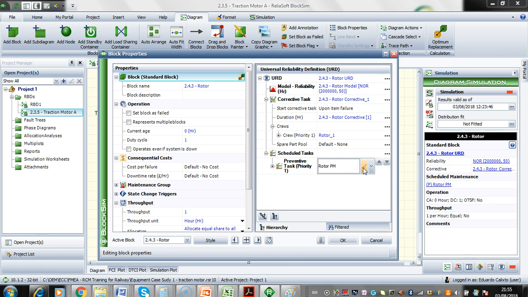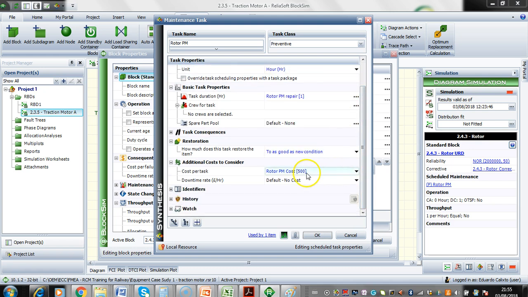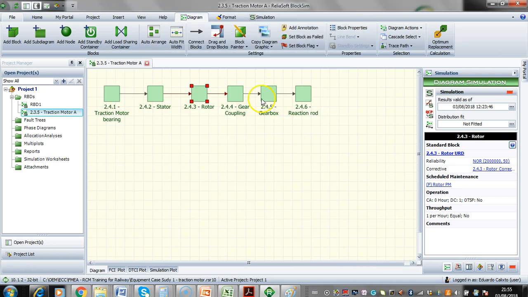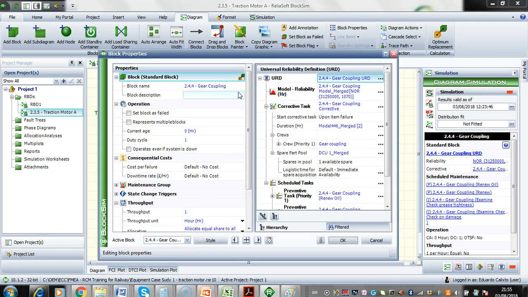We are including 8,000 hours. We carry out some scheduled maintenance, and it has a cost of 500 euros for this schedule. We expect to get some failure in there. The gear coupling is also important equipment for the traction motor. Here we have the normal PDF, so we have the mean and standard deviation. We have the duration of the task in here.